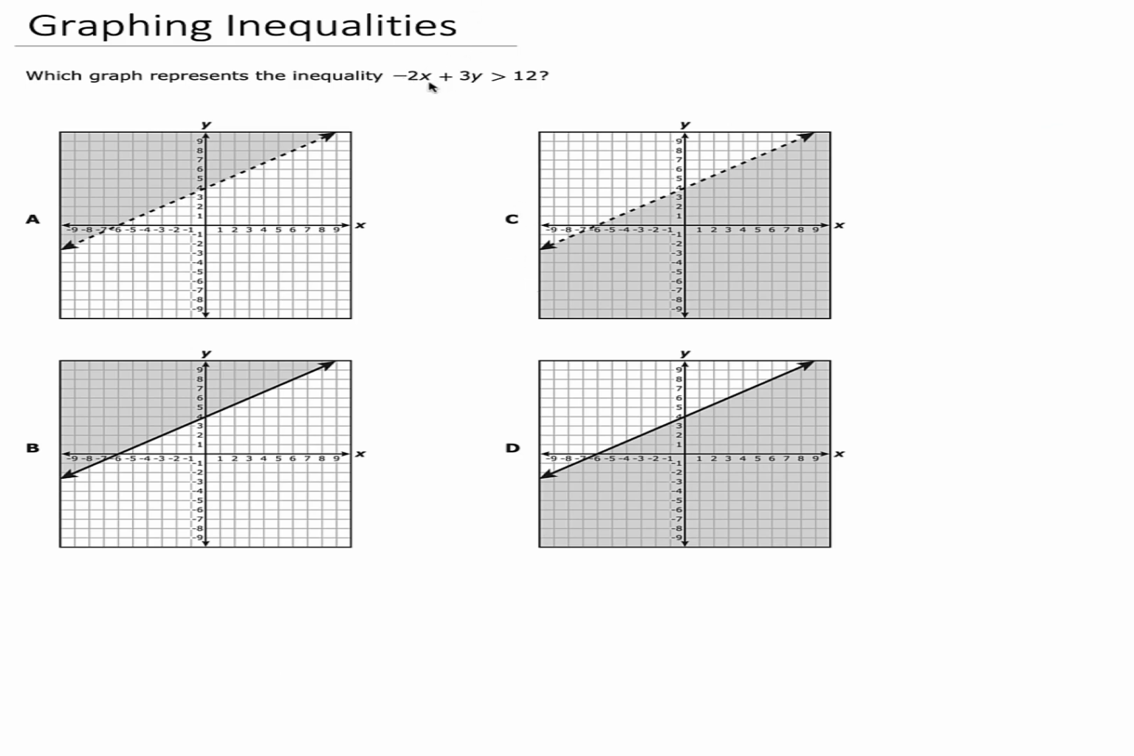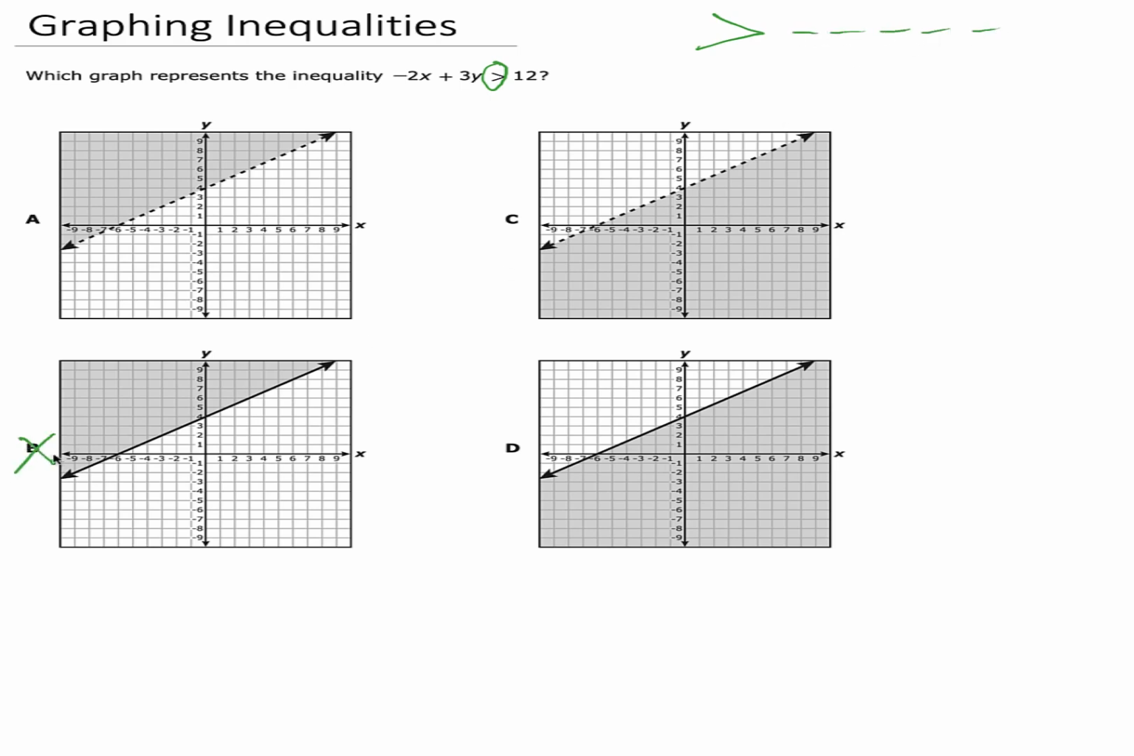Now look at your inequality. It says, which graph represents the inequality negative 2x plus 3y greater than 12? Notice this is written in a different form than the previous two. Where do we go to? Our inequality sign. Our inequality sign is greater, which means we're looking for that dashed line.